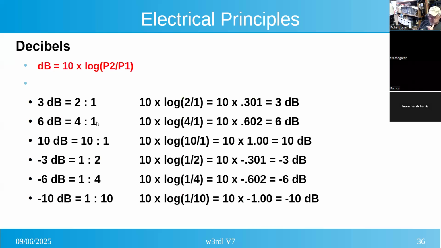So 3 dB is a ratio of 2. 6 dB is 4 to 1. 10 dB is 10 to 1. Minus 3 dB is 1/2 or 1 to 2. Minus 6 is 1 to 4. And minus 10 is 1/10. So if you know those, you're good.